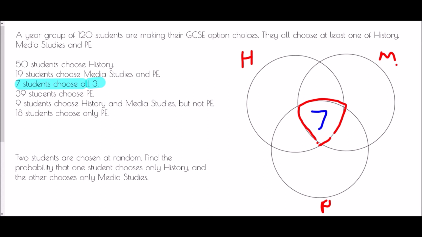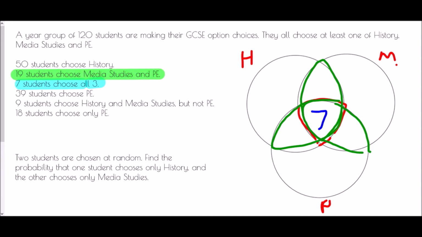Now, what I want to now start thinking about are just going out a little bit further. Can I find any of the values around here where there is an intersection between 2 subjects? And if we look at the line above what we have in blue, we are told that 19 students choose media studies and PE. So the overlap between media studies and PE is 19 students. But that is 19 students that include the 7 who are in the centre. And so 19 take away 7 gives me 12.